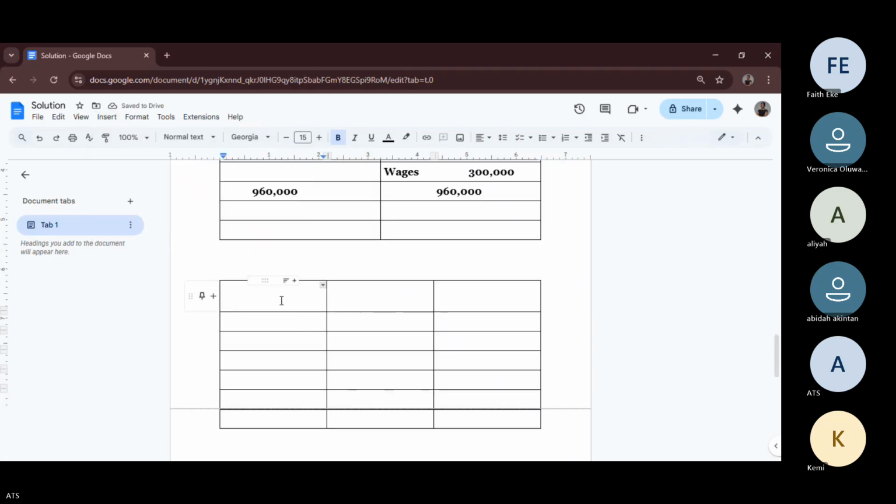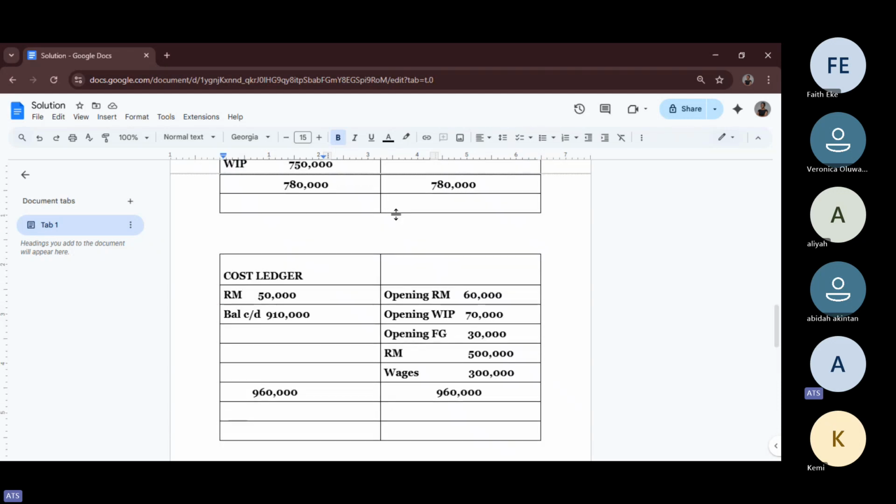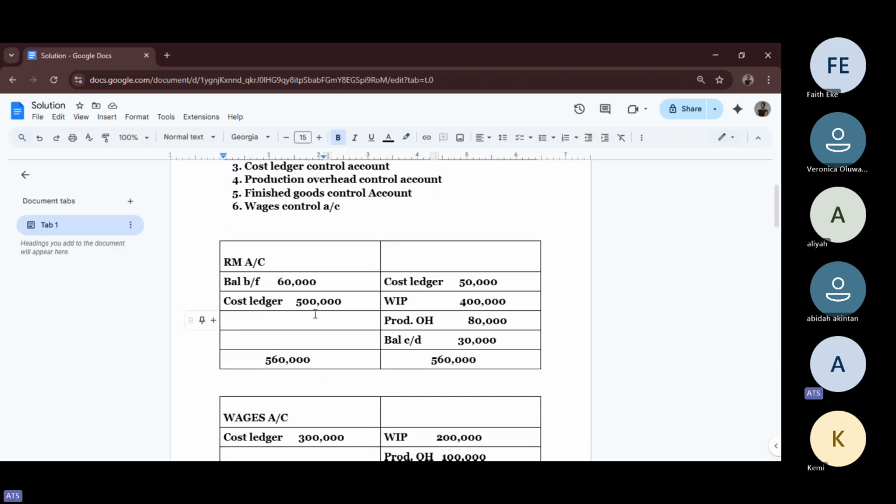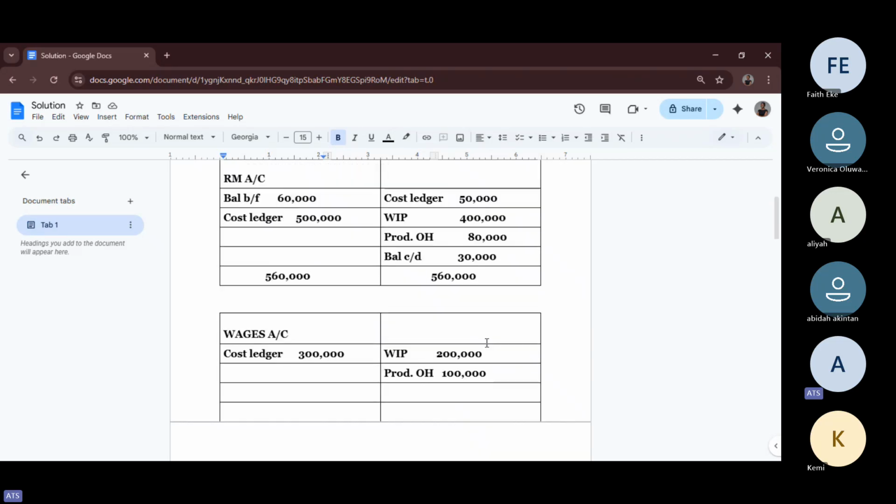Okay. So here you have debit, credit, behind the entries. So where are the ones that had closing balances? So we have a closing balance in the raw material account. It is an asset, 30,000, right?